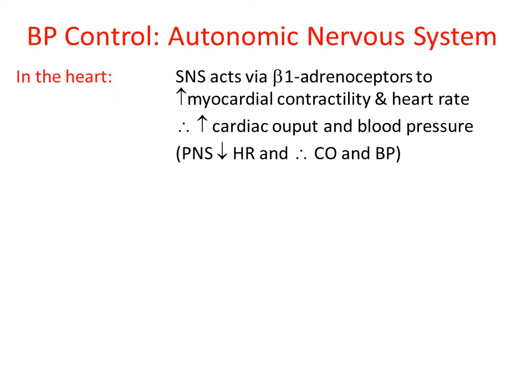In the heart, the sympathetic nervous system acts mainly via beta-1 adrenoceptors to increase myocardial activity and heart rate. This generates an increase in cardiac output and an increase in blood pressure. Conversely, an increase in parasympathetic nervous system tone will have the opposite effect, i.e. reducing heart rate and hence reducing cardiac output and blood pressure.